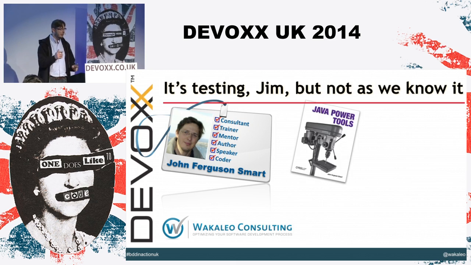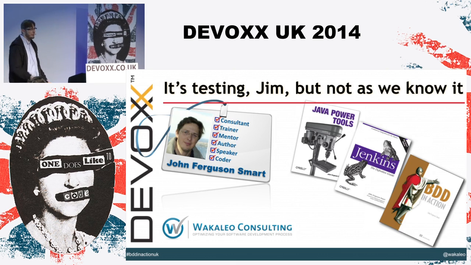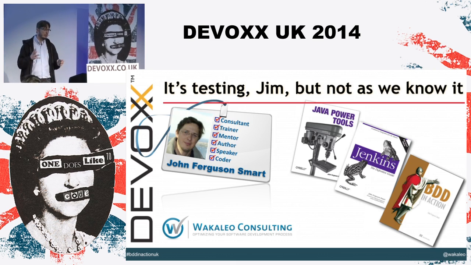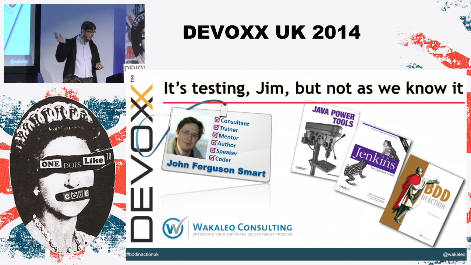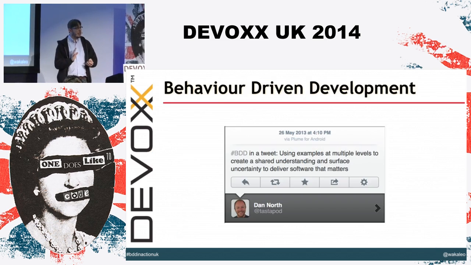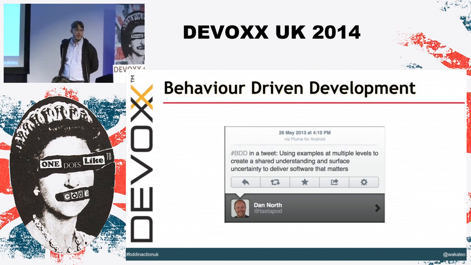My name's John Smart. I do a lot of work in technical agile practices. Cool stuff like behaviour driven development, test driven development, continuous delivery, and a whole lot of other interesting areas. And there are a couple of books. But today I'm going to be focusing on a technique that I think you all know off by heart. It's called behaviour driven development.